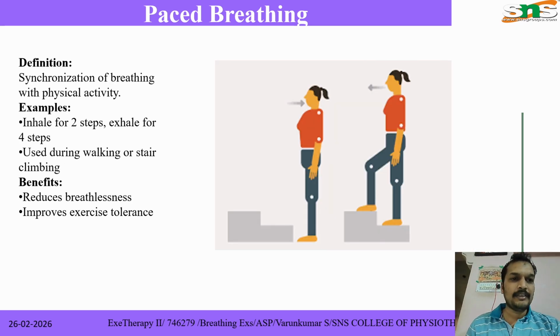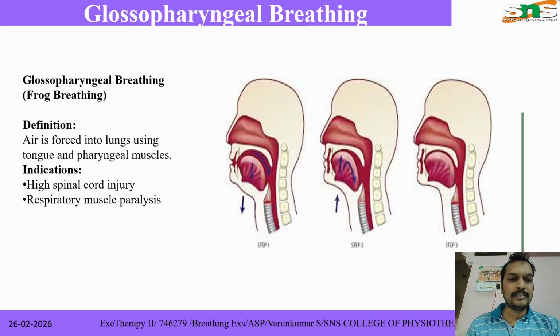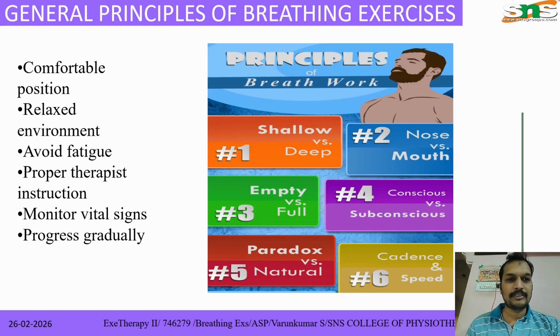Next, paced breathing, which is the synchronization of breathing with physical activity. For example, inhale for 2 steps and exhale for 4 steps, usually during walking or stair climbing. Then glossopharyngeal breathing, also called frog breathing, where air is forced into the lungs using the tongue and pharyngeal muscles. The indications are spinal cord injury and respiratory muscle paralysis.